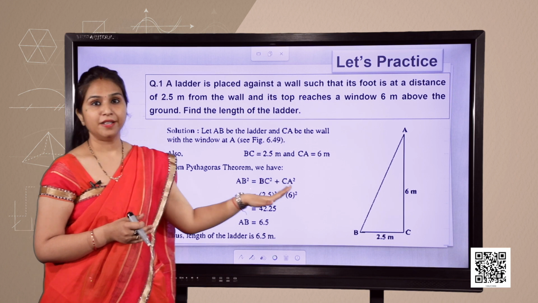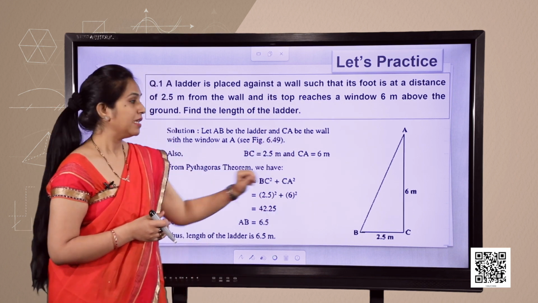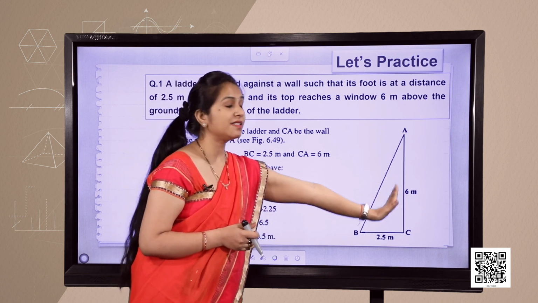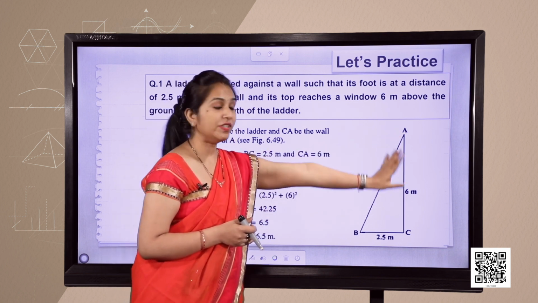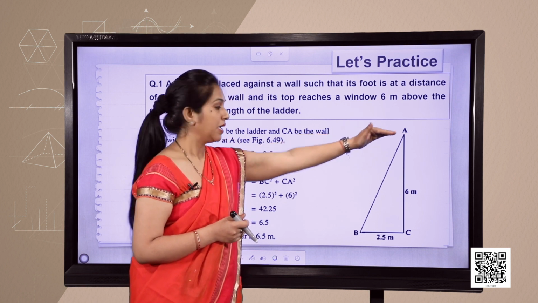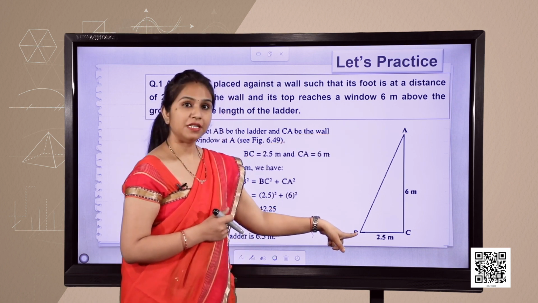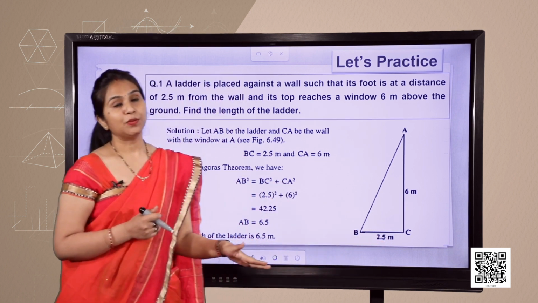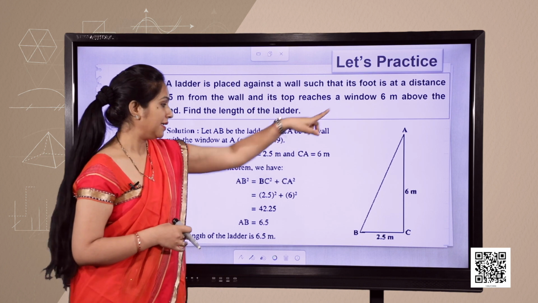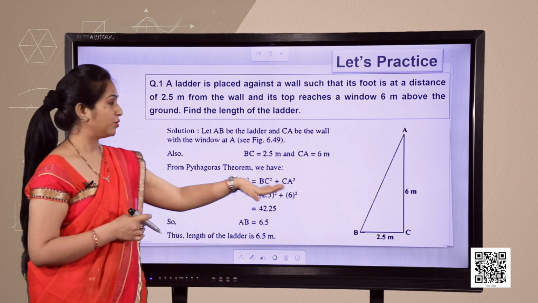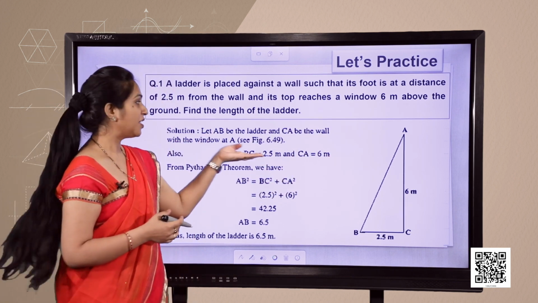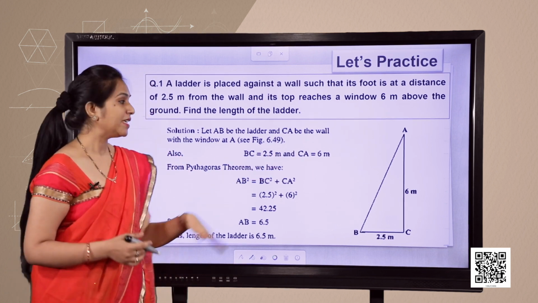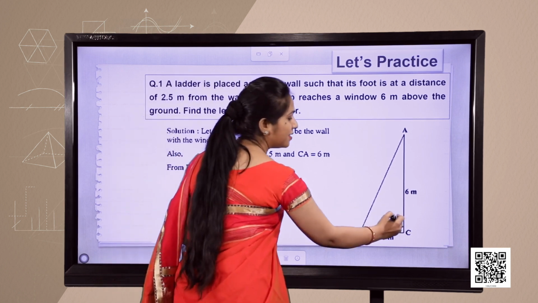So children, here we have to draw the diagram. Let us assume that this AB is a ladder and it is placed against a wall, and there is a window which is 6 meter above the ground, and the distance between the foot of the ladder and the wall is 2.5 meter. You need to calculate the length of the ladder, that is AB, that you have to find out. So write down the things which are given to you, and clearly children, if you see this angle, here you will get a 90 degree angle.